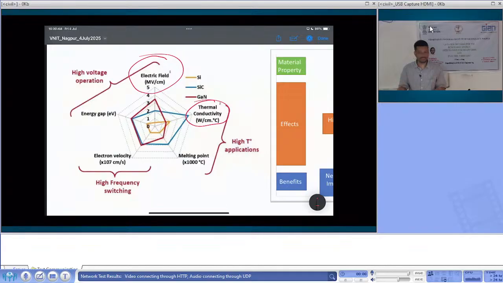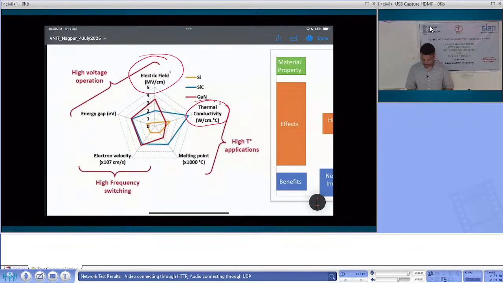So ideally, if I want a current to flow through a rod, it should have very high electrical conductivity. Similarly, if I want heat to easily flow through a rod, I want a very high thermal conductivity. And if you see, silicon carbide has much better thermal conductivity than silicon. So it again helps us in easy evacuation of heat.